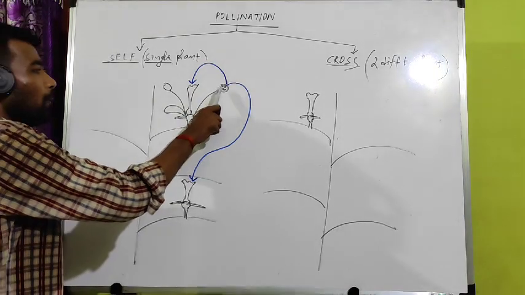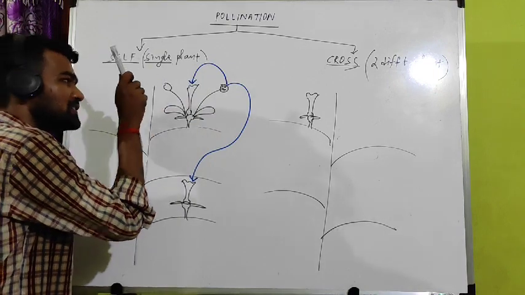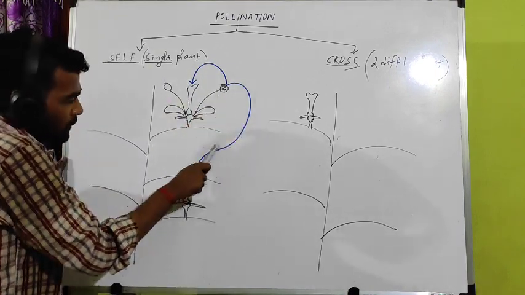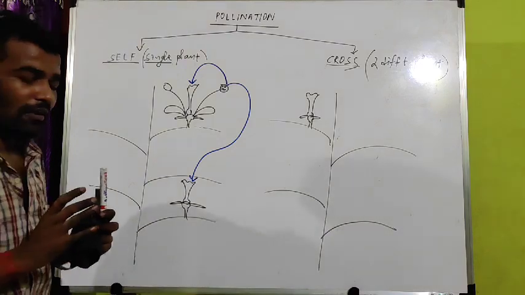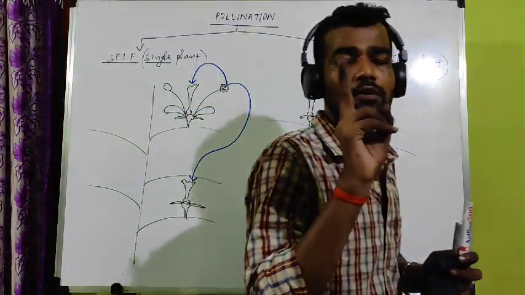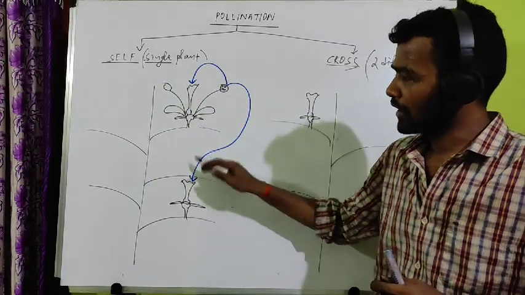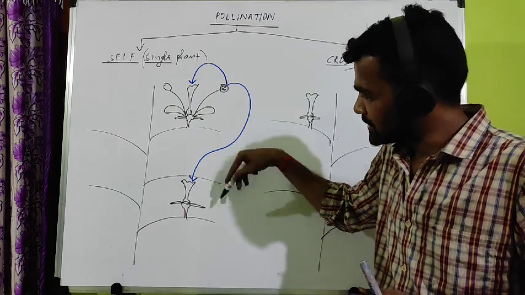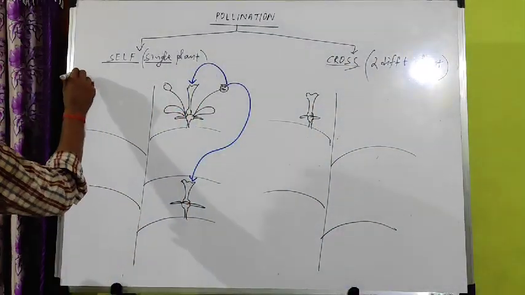So one flower can transfer pollen grain to the same flower. One flower can transfer to another flower but in one plant. Both are called self-pollination. So that's why scientists divided self-pollination into two types. We have discussed self-pollination in a single plant. Both are occurring in a single plant, but one is in a single flower, another is in two different flowers. So that's why self-pollination is of two types.